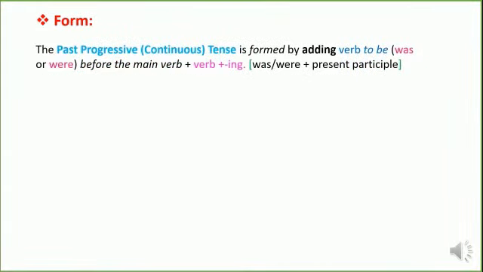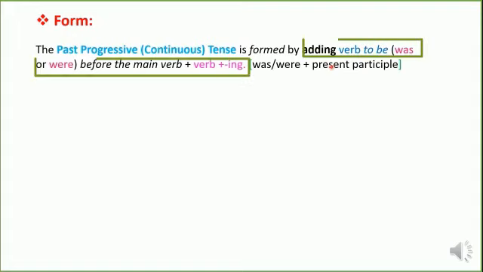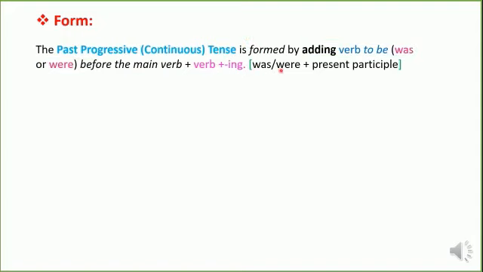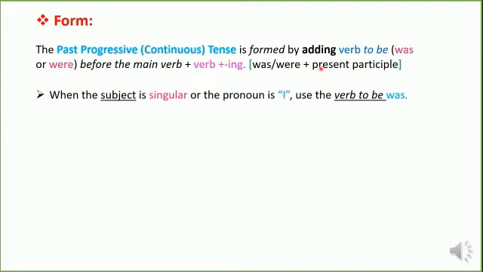The form. Now, how to form the past progressive or continuous tense? It's formed by adding the verb to be, was or were, of course, the verb to be in the past, before the main verb, and then the main verb should end with ing. So was, were, plus present participle.